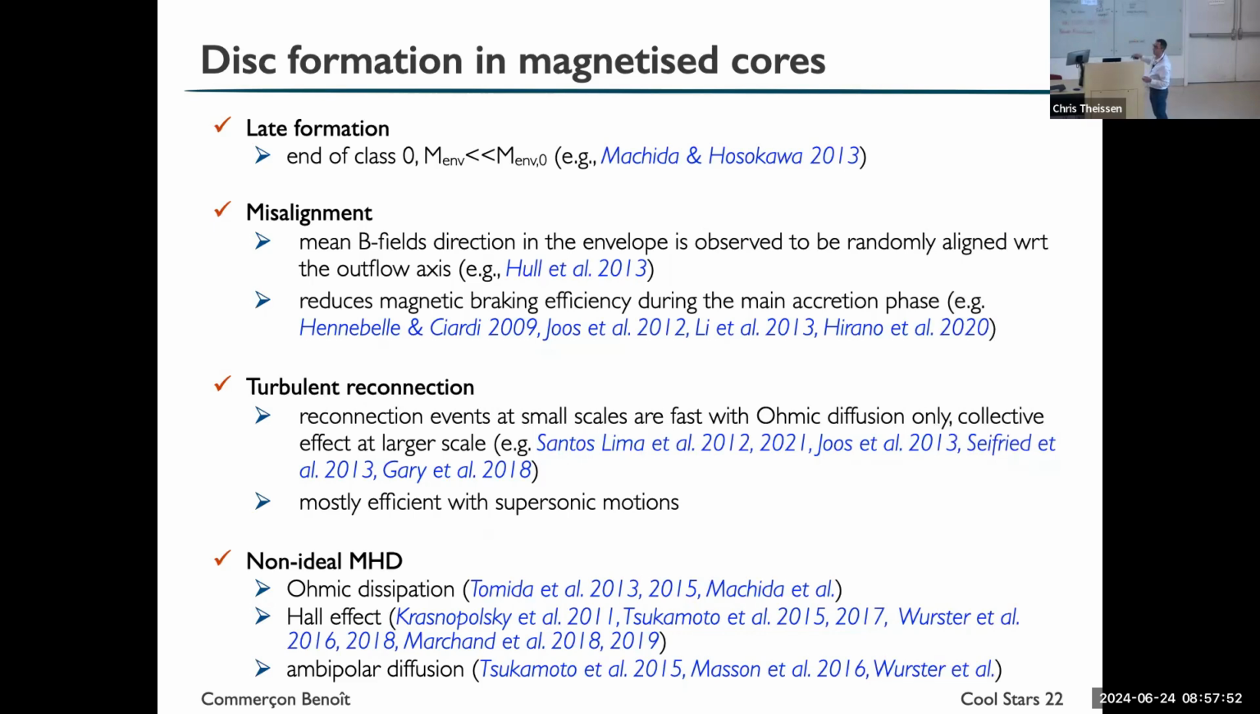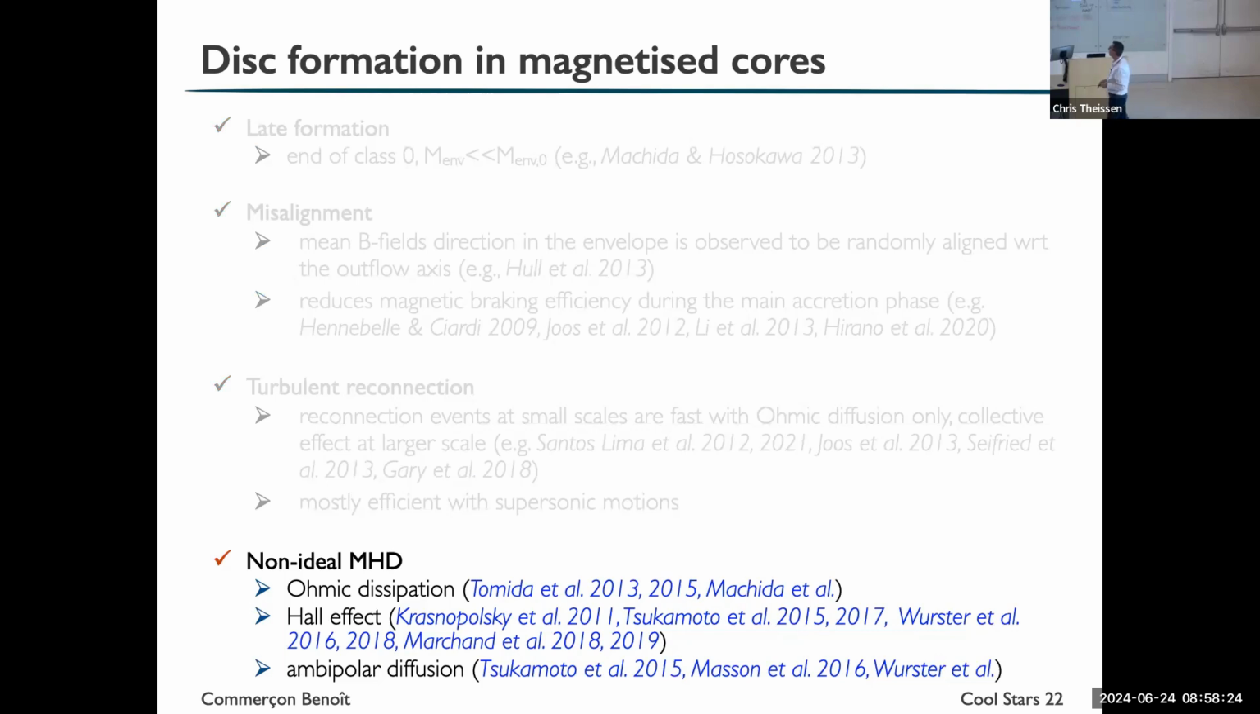So the first one is the late formation, when there is no more envelope to accept the angular momentum from the central part, so the disk can form later on. There is also when the magnetic field and angular momentum are not initially aligned, as it is observed, then magnetic braking weakens. There is also a turbulent reconnection that can operate, but it is mostly efficient in supersonic flows. And we know that for low mass cores, the turbulence is transonic or subsonic. And for me, the most promising and most robust one is non-ideal MHD.